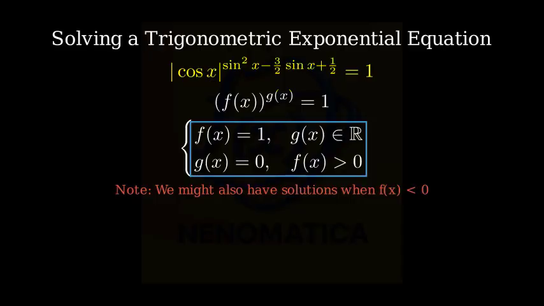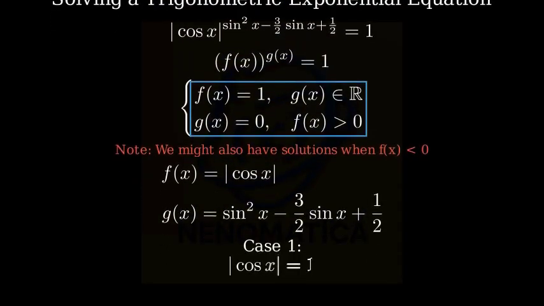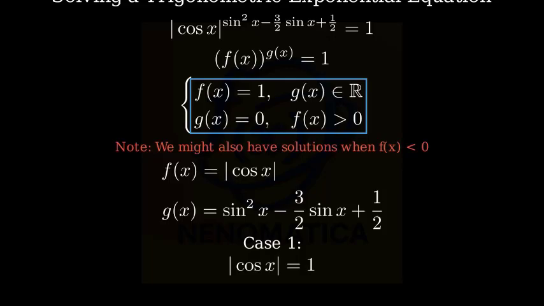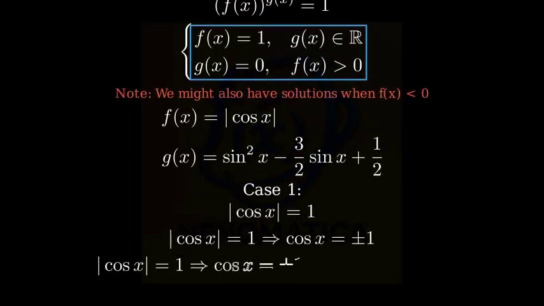Now, let's apply this to our specific problem. In our equation, f of x is the absolute value of cosine x, and g of x is sine squared x minus 3/2 sine x plus 1/2. Let's start with case 1, where f of x equals 1. So, the absolute value of cosine x equals 1. We know that the absolute value of cosine x equals 1 when cosine x equals positive or -1. This happens when x equals k pi, where k is any integer.